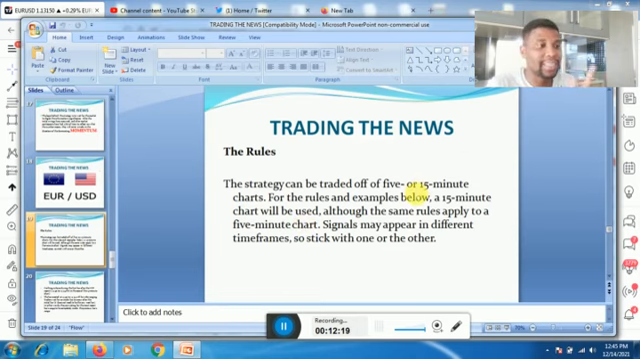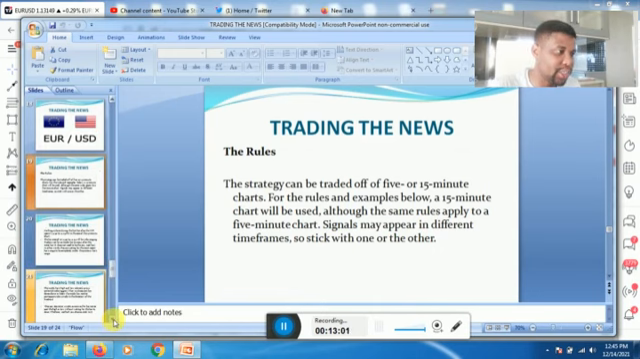So the strategy can be traded off a 5-minute or a 15-minute chart. For the rules of the example below, a 15-minute chart will be used for argument's sake. We're just going to use a 15-minute chart because on a 5-minute chart there's too much volatility. So perhaps a 15-minute chart can show us a bit more data, if I can say. The same rules may apply to a 5-minute chart. Signals may appear in different time frames, so stick to one or the other. Don't just try to change the time frame.